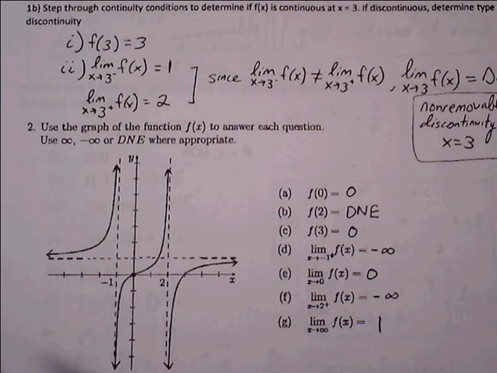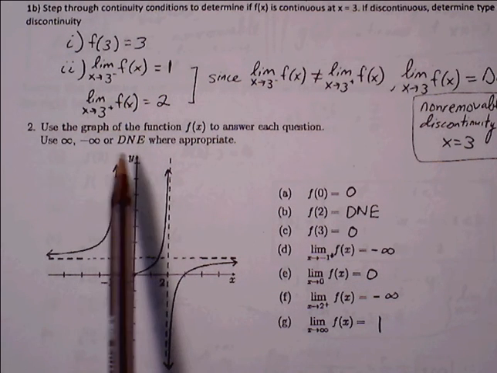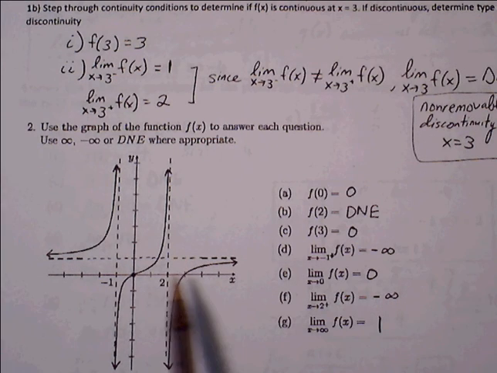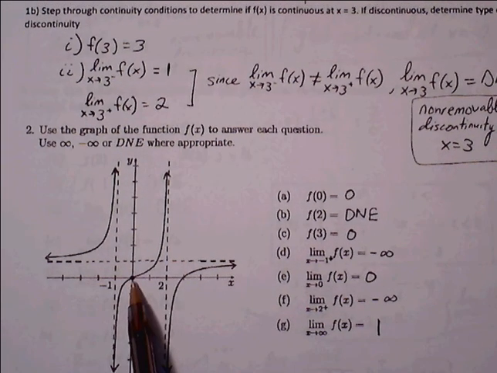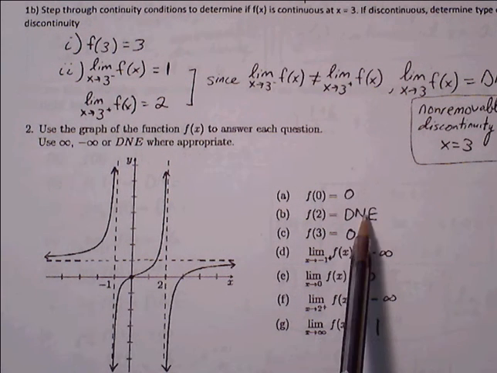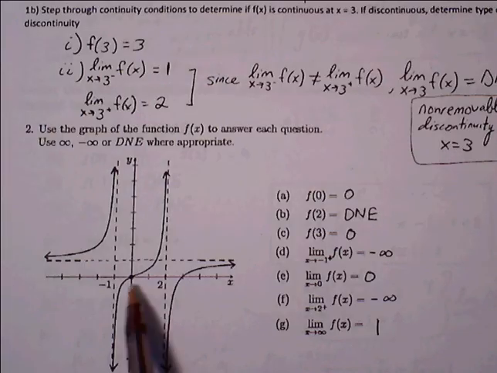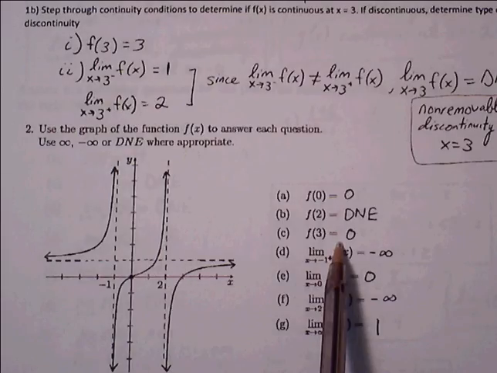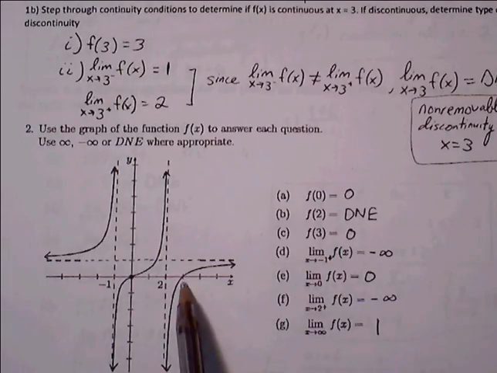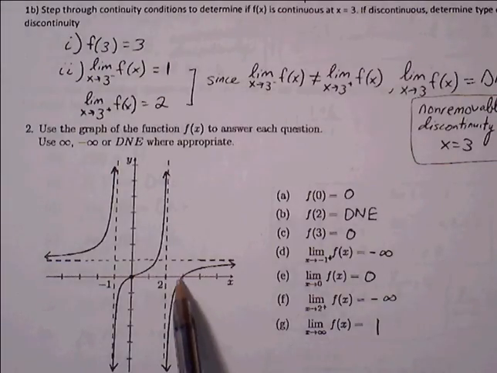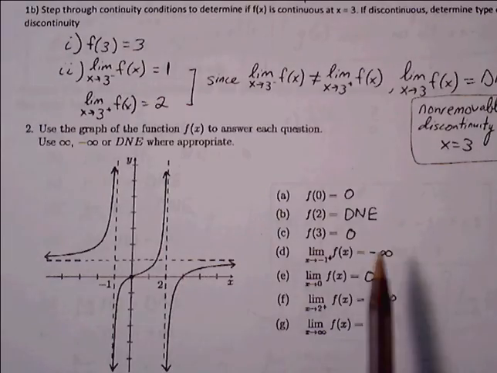Okay, number 2, we have to use the graph to answer each question. F of 0, we see the y value of 0 here. F of 2 does not exist. We see that there's nowhere on the graph where it exists. It's going to be a vertical asymptote. F of 3 is equal to 0. We're looking for a specific point, so at 3, the graph does exist. At x equals 3, the graph is going to cross over at y value 0.